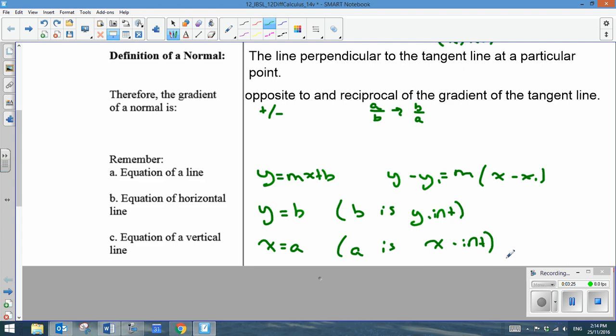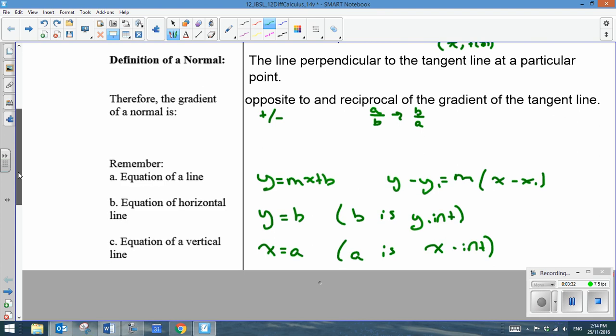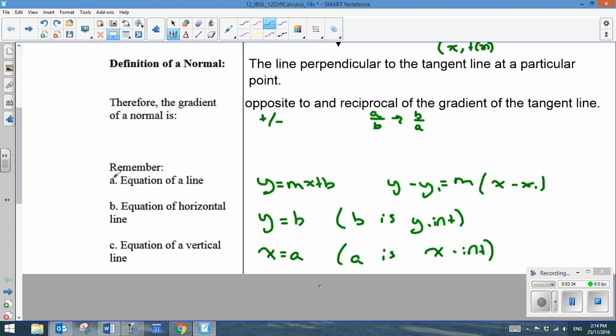All right, so if we keep these in mind, these are kind of just basic things that we need to remember when we're writing the equation of lines, and then you'll see how they apply in different ways that you can be asked what to do.